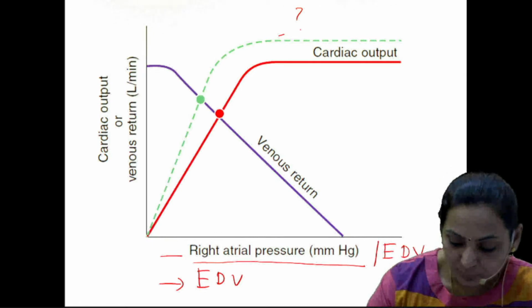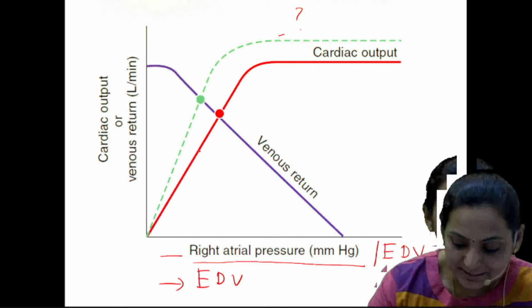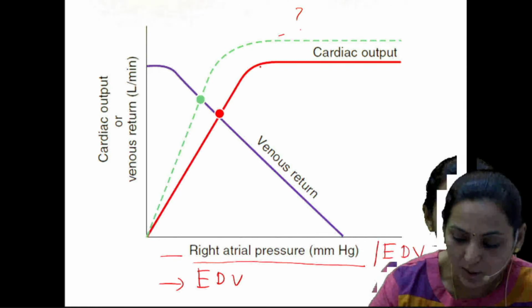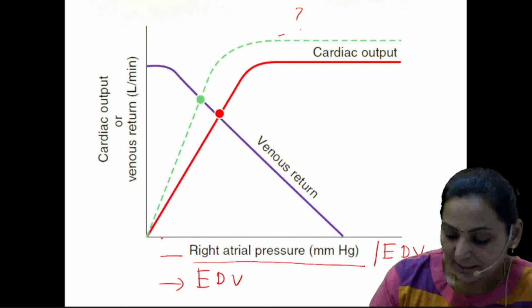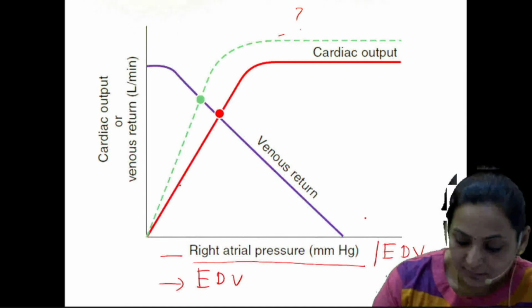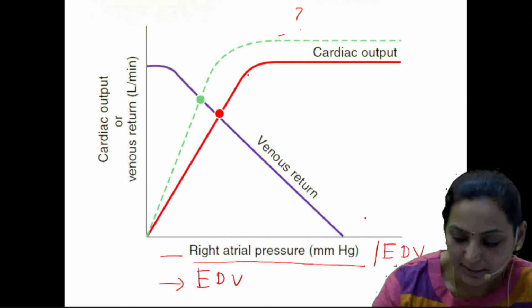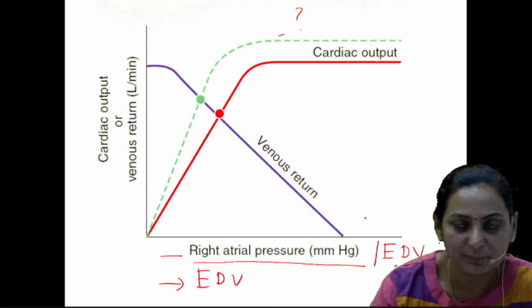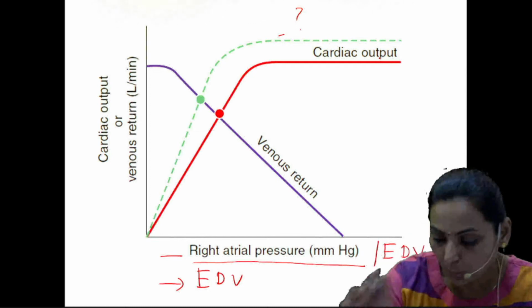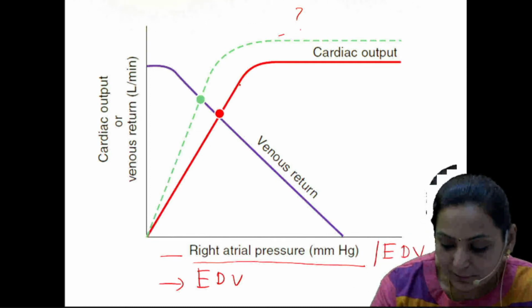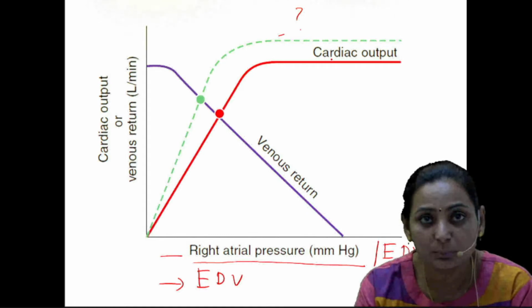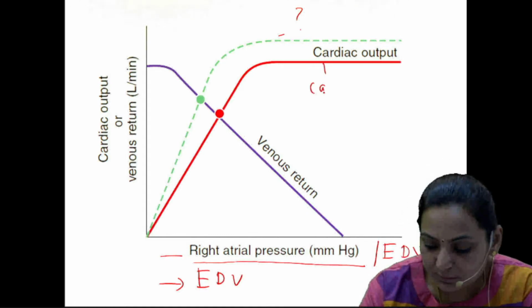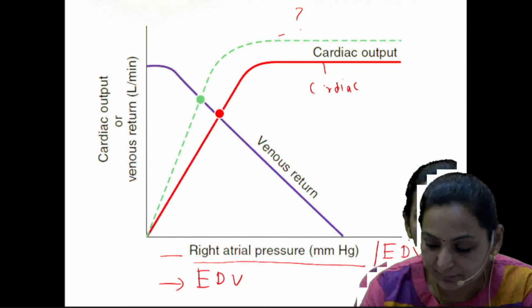This graph, which starts from the x-axis, okay, this red one is the graph of cardiac output. And you can see that when we are increasing the end diastolic volume, there is increase in the cardiac output, and later on it will become a plateau. That is the Frank-Starling law. But this red graph is indicative of cardiac output. This depends basically on the cardiac contractility.